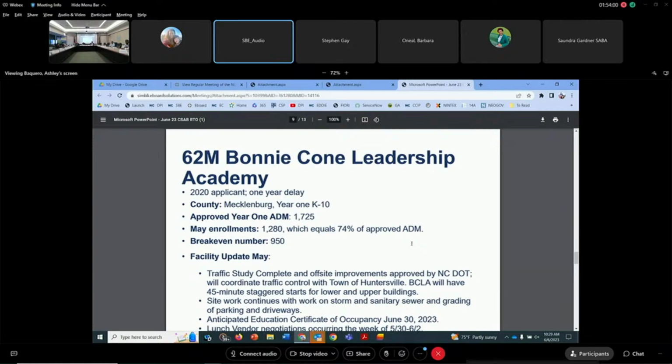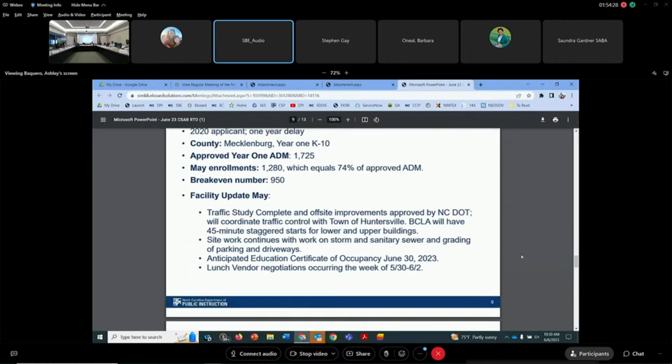This is the fifth school, Bonnicombe Leadership. Bonnicombe is also a Mecklenburg County school, and as of yesterday, I believe at 12 p.m., their ADM bumped up to get them their 75% enrollment. And their contingency, they do have a traffic study that was completed and approved by the DOT. They're in final negotiations for their lunch vendor. That was as of last week.